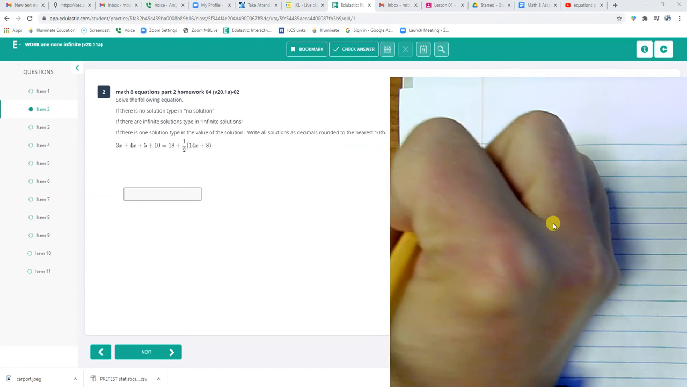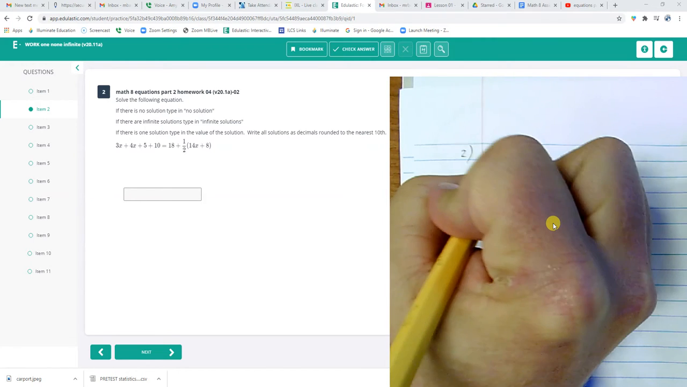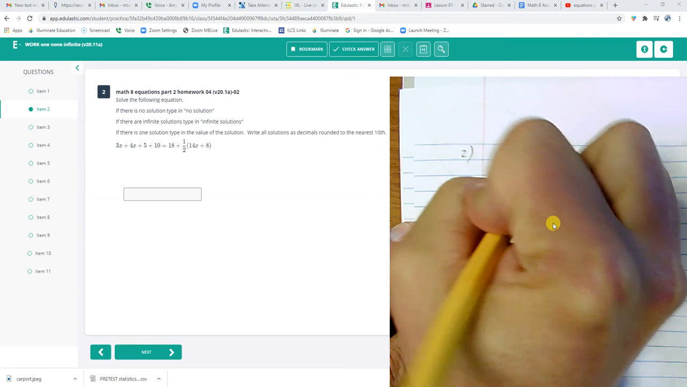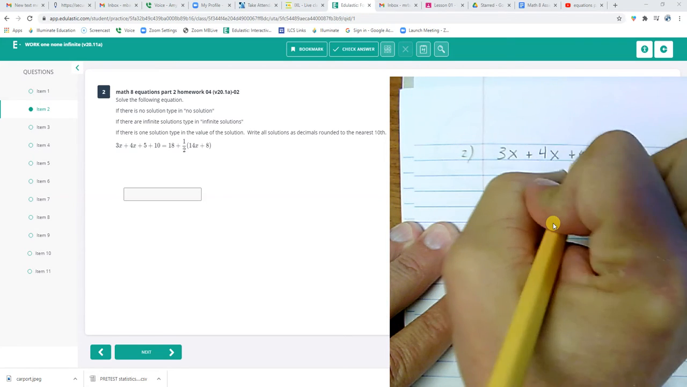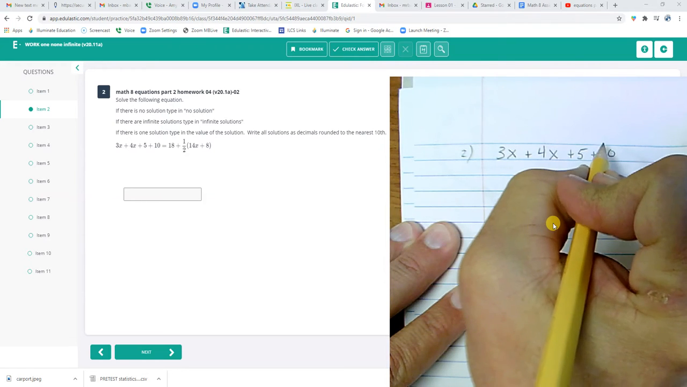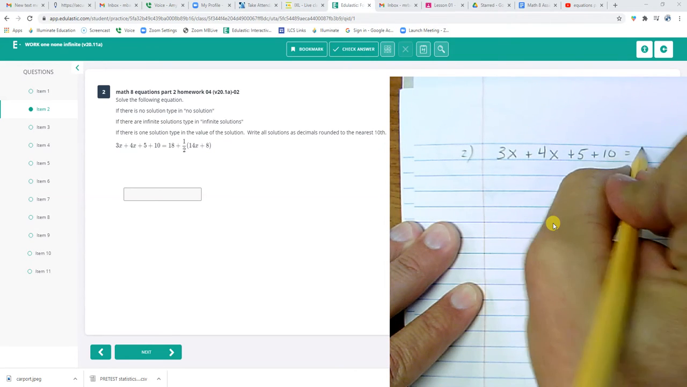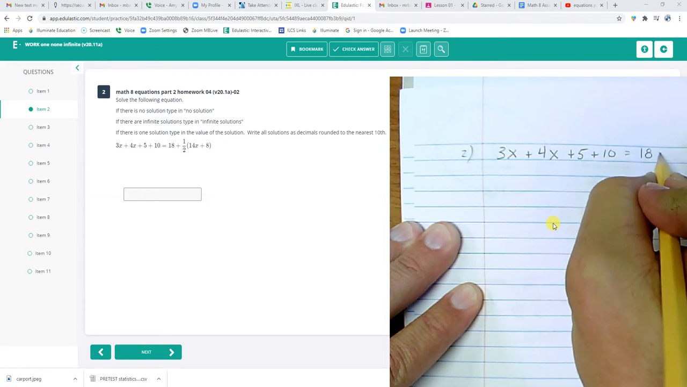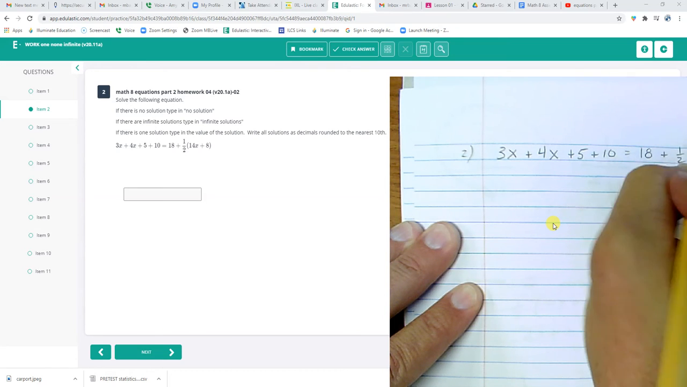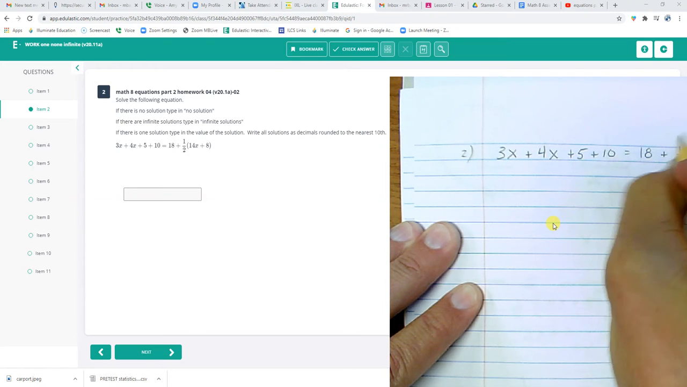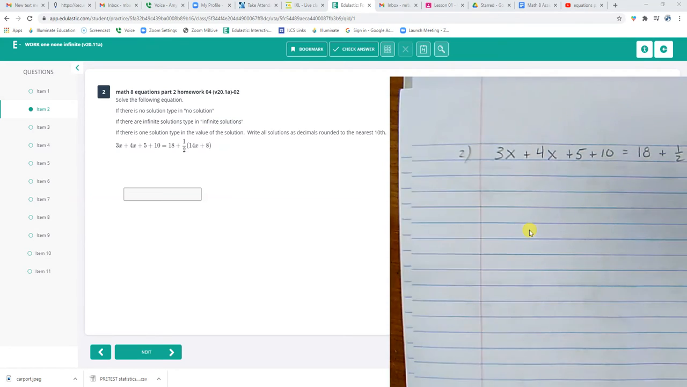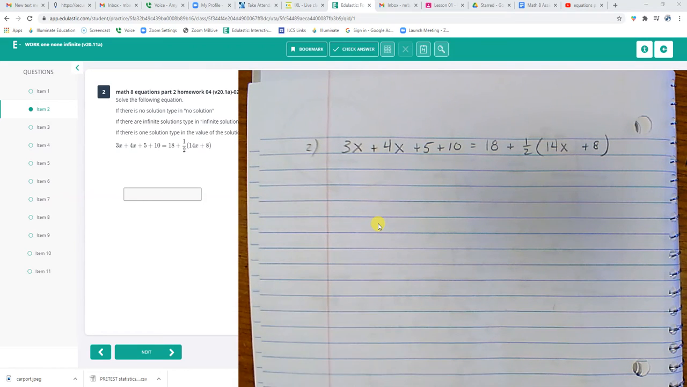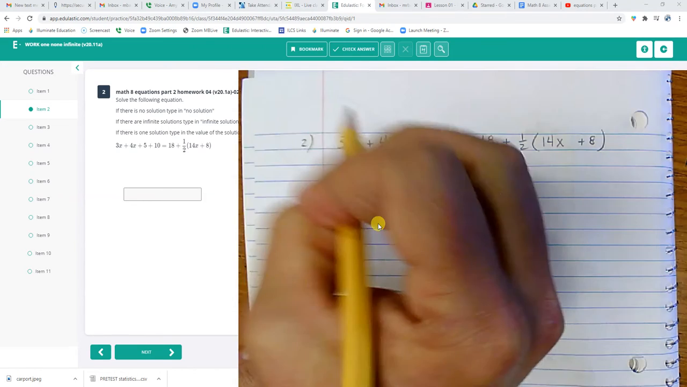So number 2: 3x plus 4x plus 5 plus 10 equals 18 plus 1/2 of 14x plus 8. You can't see what I'm doing. So there's the problem, and we're going to just start working it and see what happens.